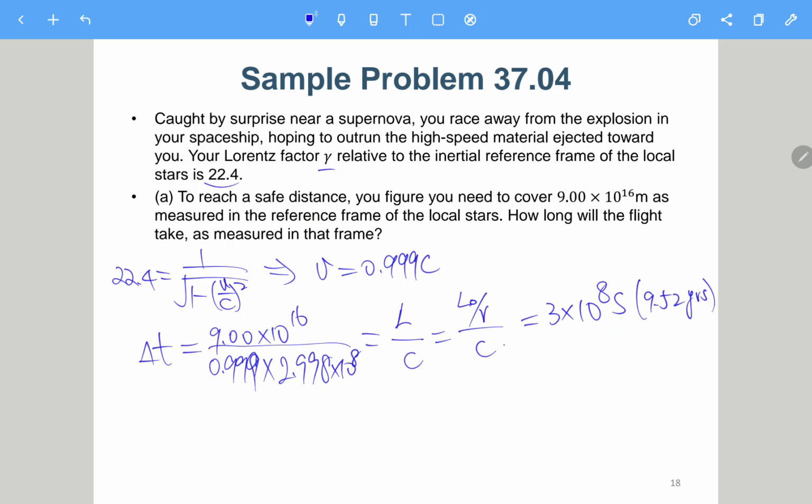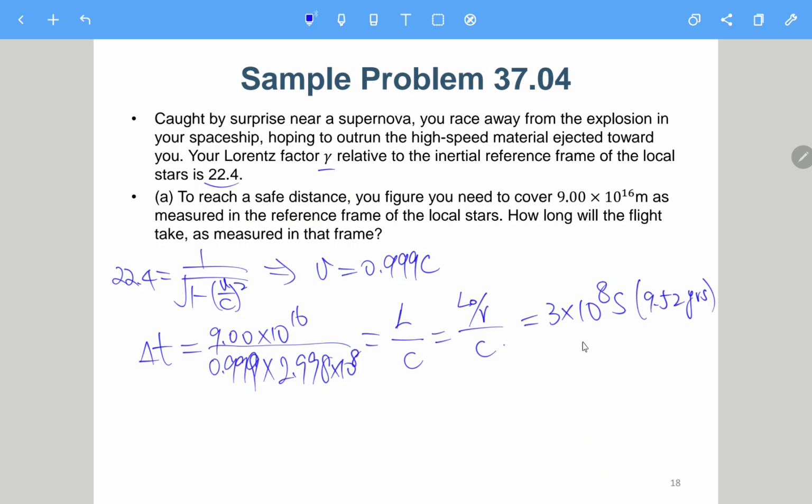So, sorry, this is the proper time. This is the proper time. Because you figure you need to cover this distance, so this is the proper time.